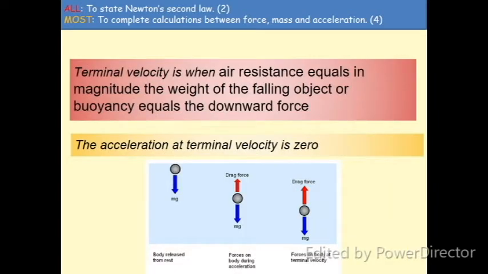Terminal velocity is when air resistance equals in magnitude the weight of the falling object, or buoyancy equals the downward force. Acceleration at terminal velocity is 0. In the first part of the image, you'll find that the weight is larger than the drag force. In the second bit, the weight is still slightly larger than the drag force. Eventually, the drag force and the weight are equal. The acceleration at terminal velocity is now 0.